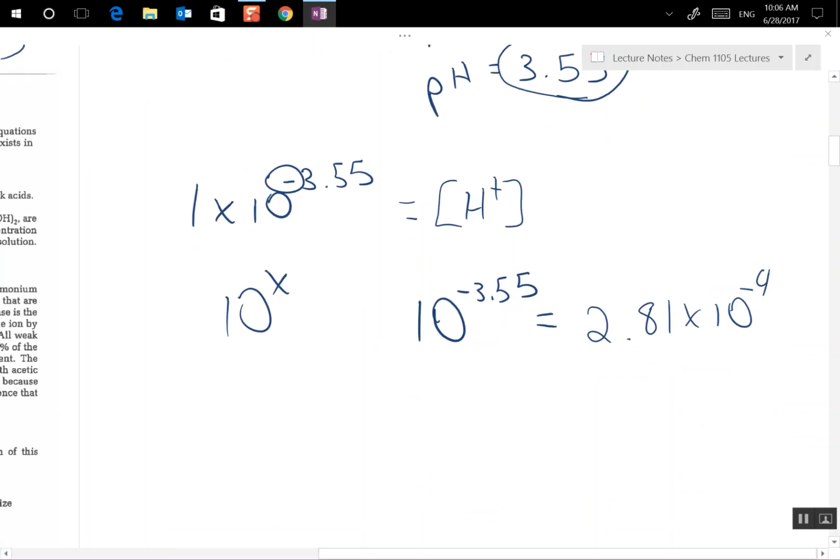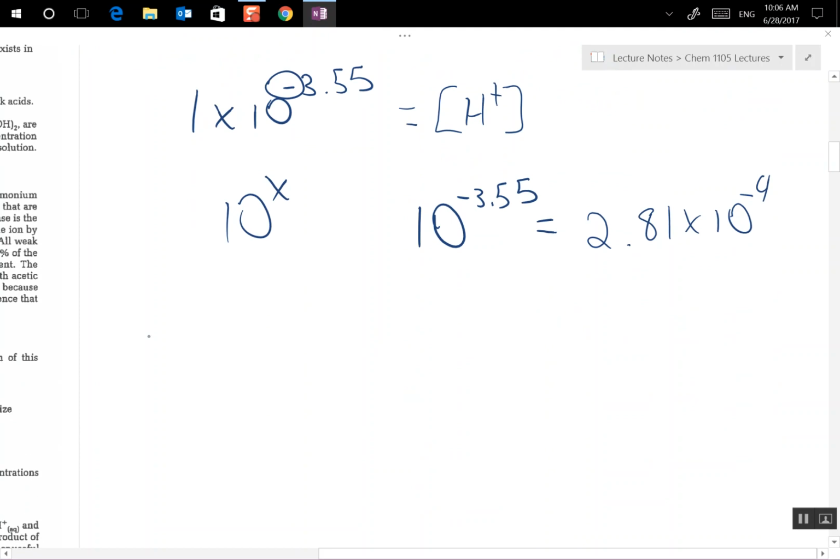All right. So what if your pOH is equal to 5.78? Can anybody tell me what the pH is? How do I find that? What is it? 8.22 is my pH. Okay?